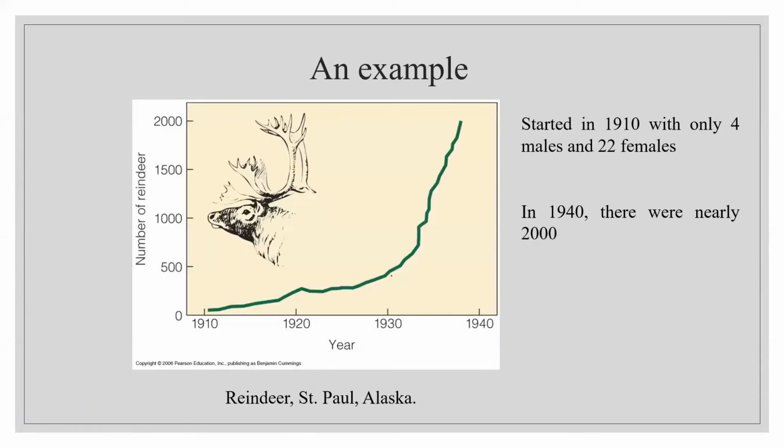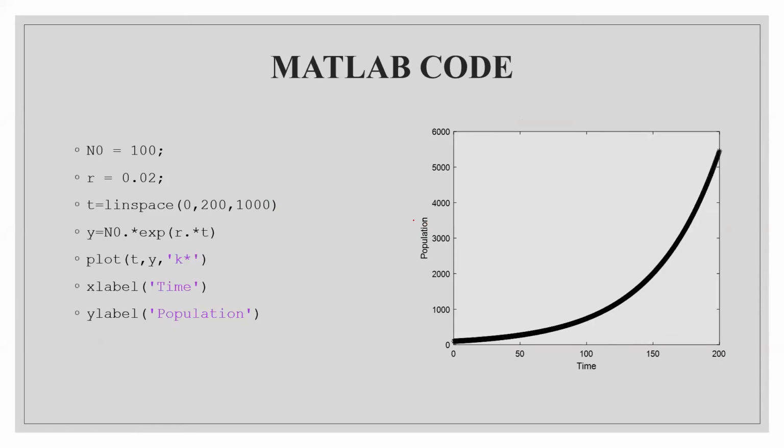Okay, so this is an example of a real life animal population. This is a reindeer population, and it was seen that in 1910 there were only 4 males and 22 females. But in 1940, surprisingly, there were 2000. If you can see the graph, it is following the exponential curve. So how can you draw the exponential curve?